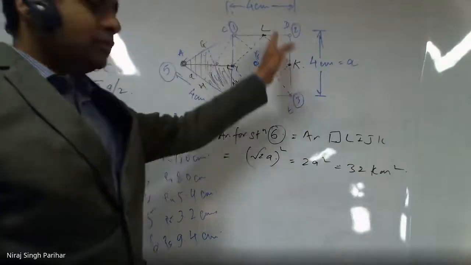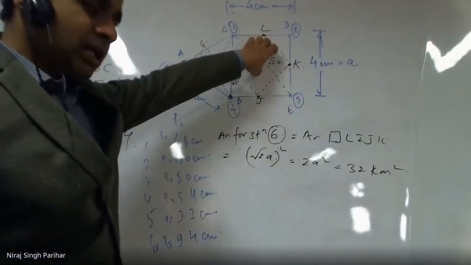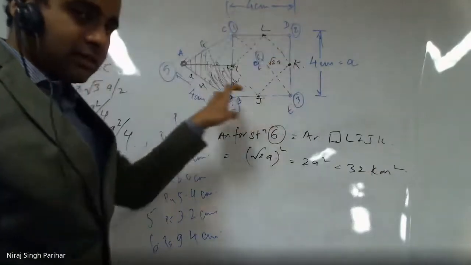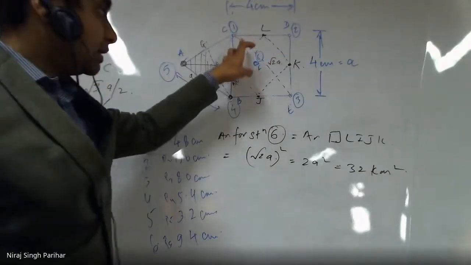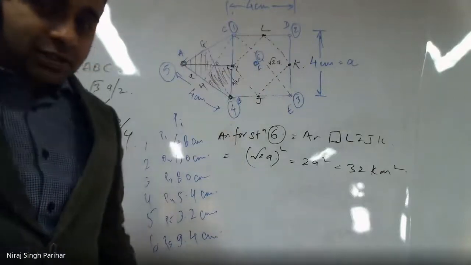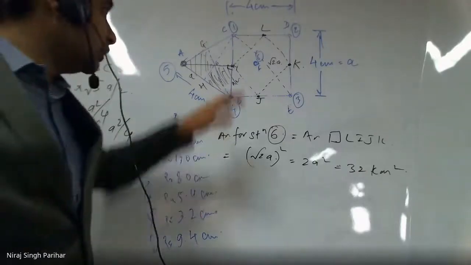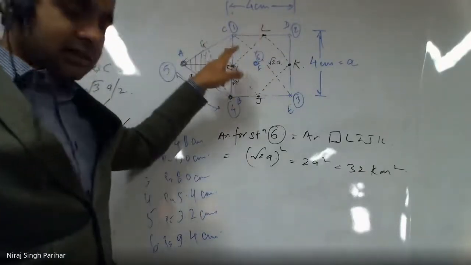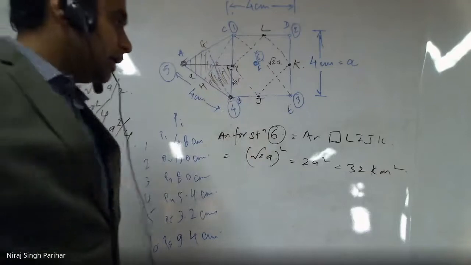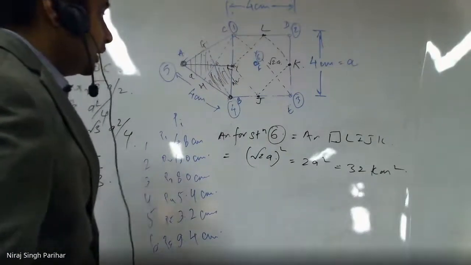So what you can do? Subtract the center square area from the bigger square and divide it by 4 and assign the area to 4 stations, because this is a symmetrical figure. If it was an asymmetrical figure, we could calculate the areas of the triangles individually. That also you can do.